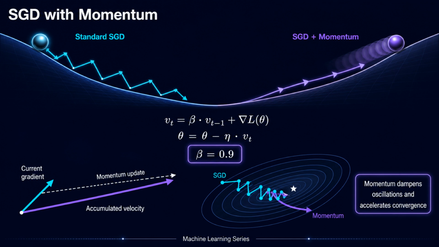Think of it like a ball rolling downhill. Momentum keeps it moving in consistent directions while damping oscillations. Directions where gradients consistently point get accelerated, while noisy directions get averaged out.